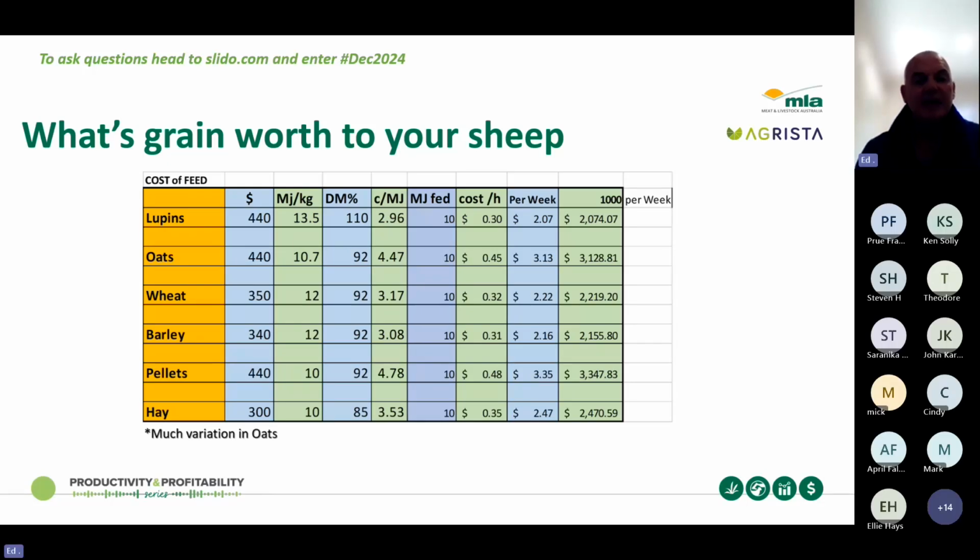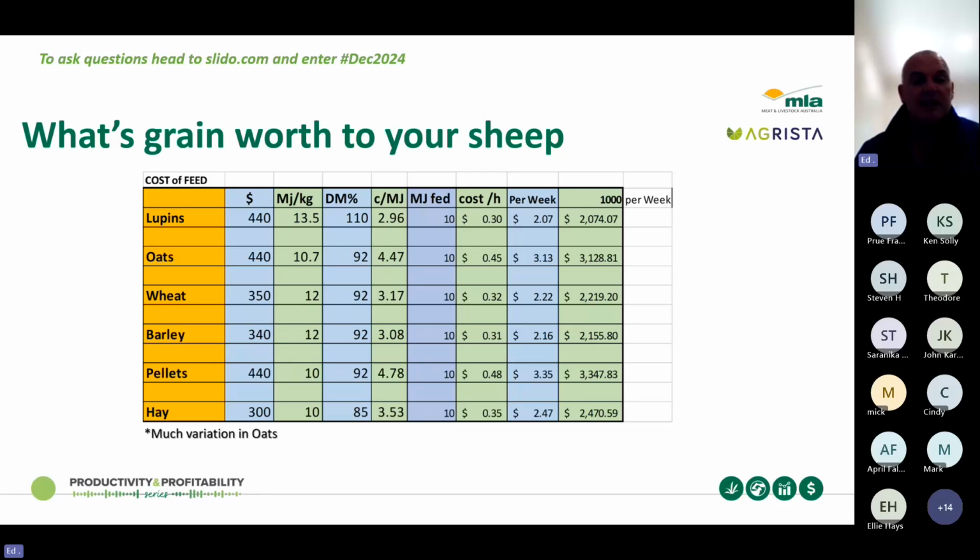And then we break that back down to the cents per megajoule. And we can see the lupins are 2.96, the oats are 4.47, wheat 3.17, barley 3.08, pellets 4.78, and hay 3.53. Now I've just got it's a pretty high rate. It's just a rounded ration, really. So 10 megajoules, which is pretty high. But I suppose if you're getting a bit deeper into the pregnancy cycle, that's something you could be feeding.